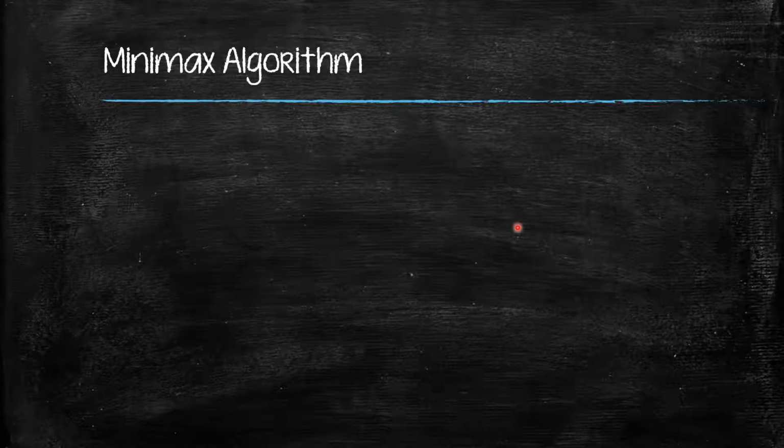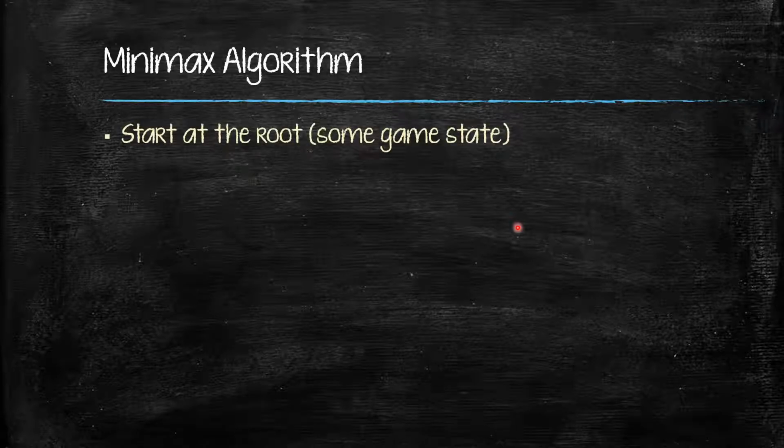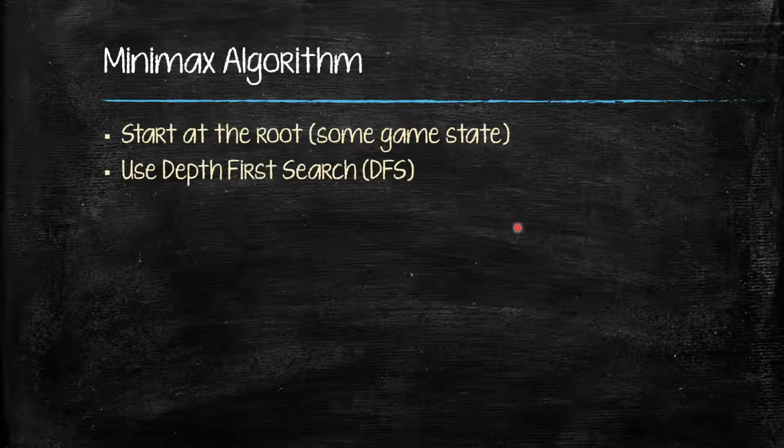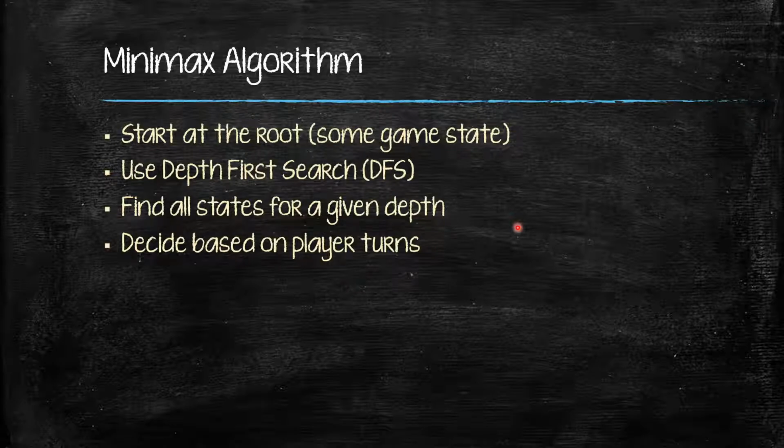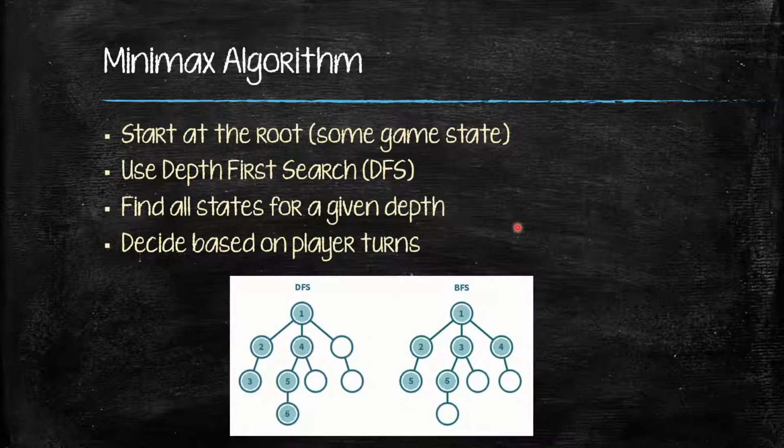So this brings us to the Minimax algorithm. We're going to talk about how it works and some of the things that it needs. It's going to start at some root, which is going to be some current game state. It's going to use a depth-first search, which we've talked about before in the club. It's going to find all states for a given depth. So for a certain number of moves, it's going to look at all possible outcomes for that number of moves. And it's going to decide based on which player's turn it currently is. And it'll start looking ahead at what each player's move is going to be and decide what to do.